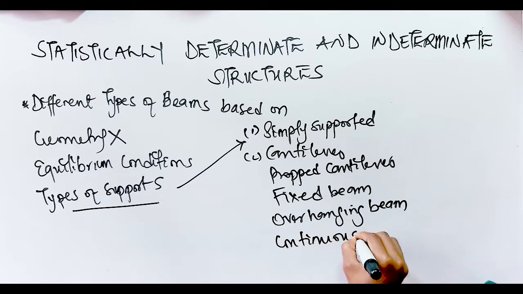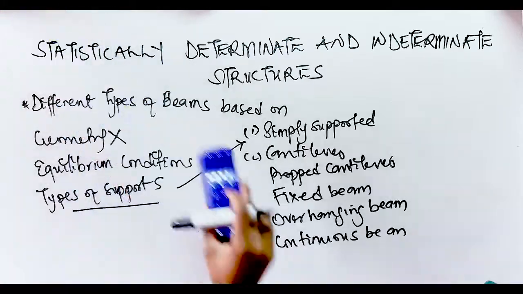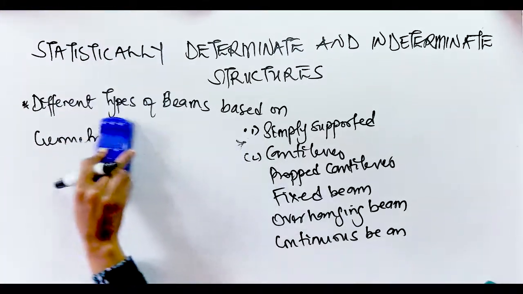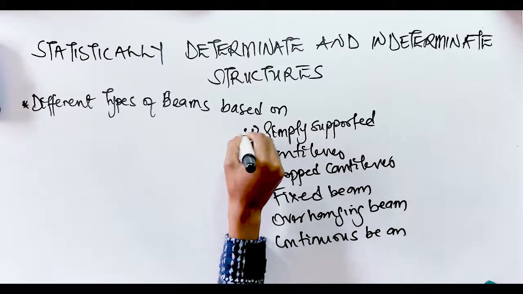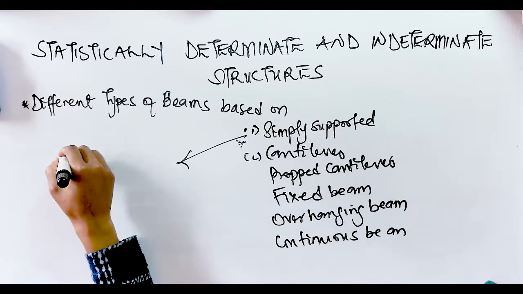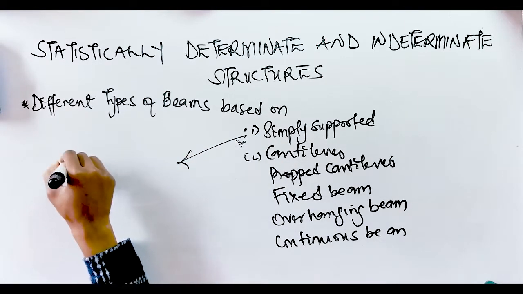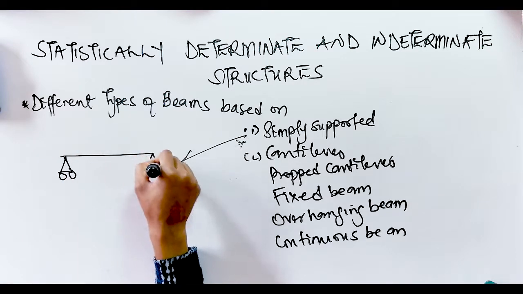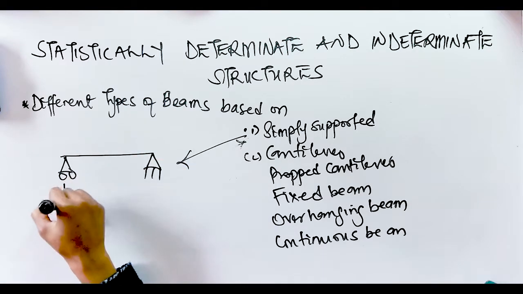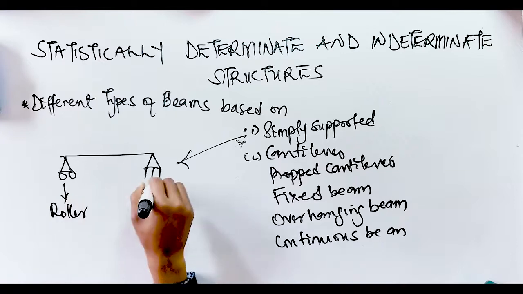Now, the simply supported beam is simply a beam which has a roller support at one end and a hinge support at the other end, like this. So this line simply represents the beam, while this is a hinge support and this is a roller support. So this is what a simply supported beam looks like.